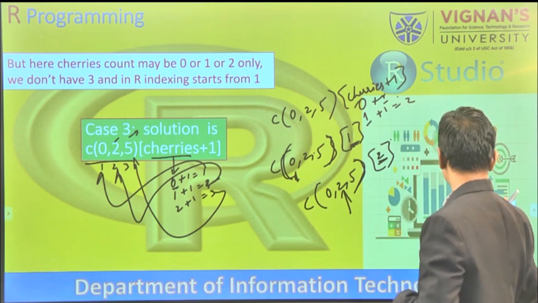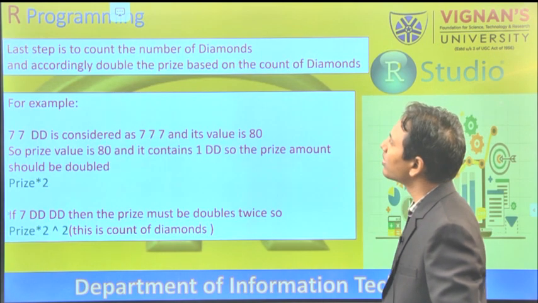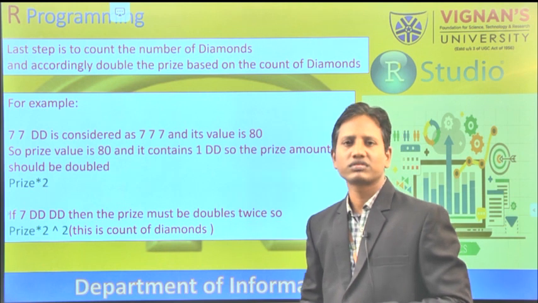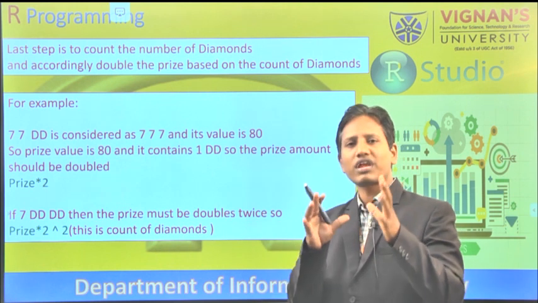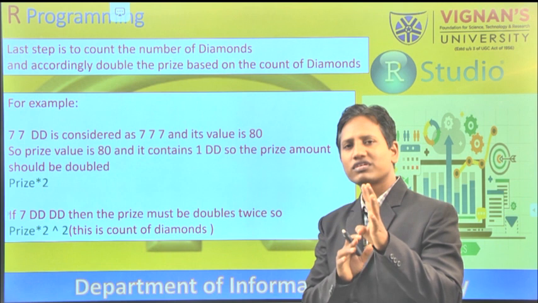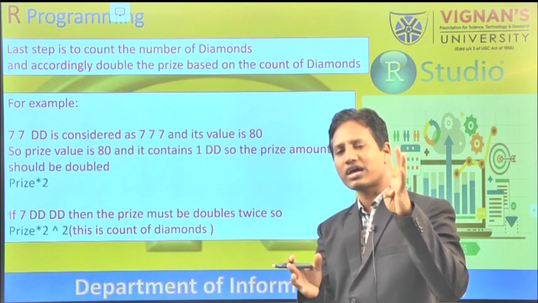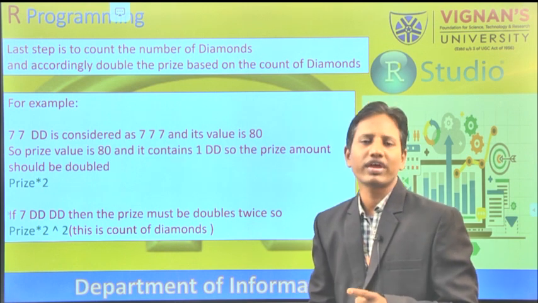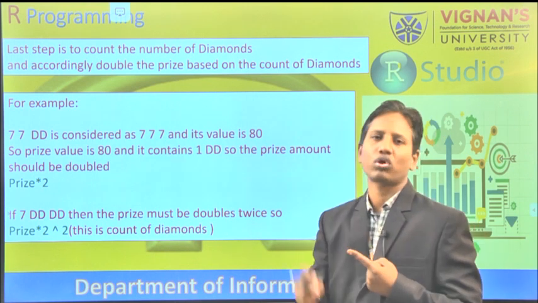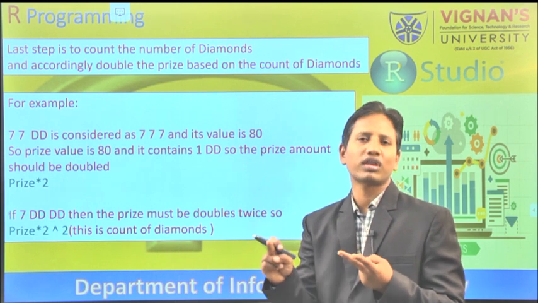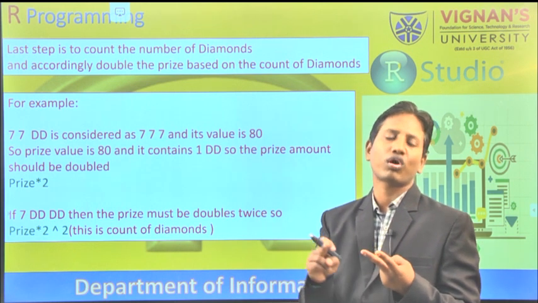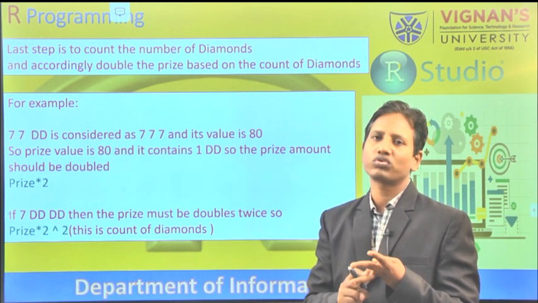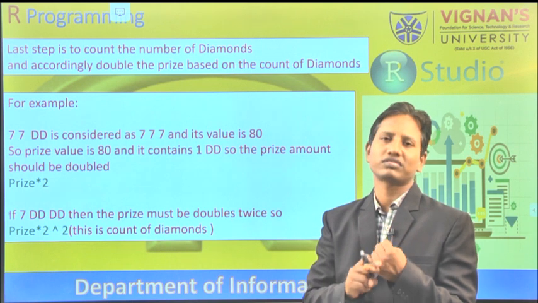Let's go further. The last step is to count the number of diamonds. In our slot machine, we have already discussed that we divided the entire task into 4 cases. The first case was identifying whether all symbols are the same or not. The second case is whether all symbols are bars, of all types. The third case is the number of cherries count. The fourth is the number of diamonds.